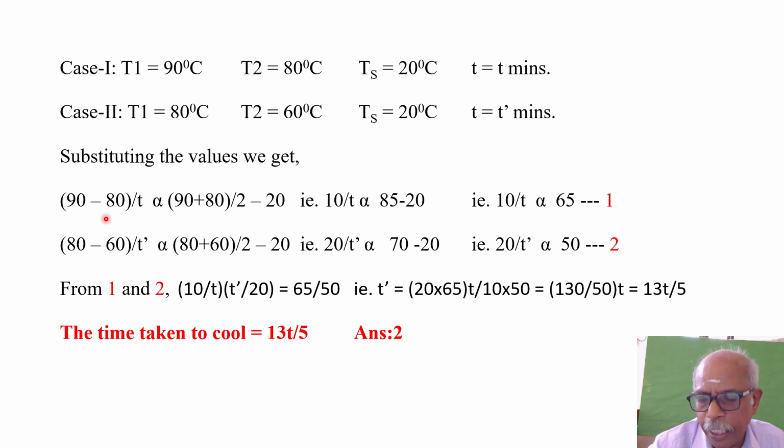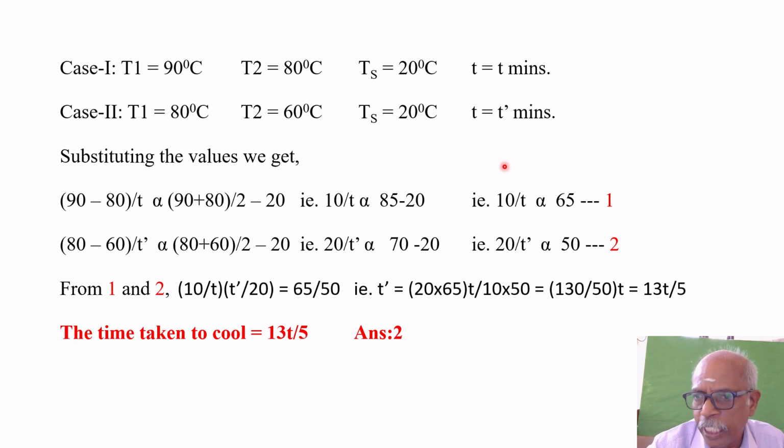So T1 minus T2, that means what? 90 minus 80 divided by t is proportional to T1 plus T2 by 2, 90 plus 80 divided by 2 minus Ts 20 degrees C. Now, what is 90 minus 80? 10 divided by t is proportional to 90 plus 80 by 2, 85 minus 20. That's equal to what? 10 divided by t is proportional to 65. 85 minus 20 is equal to 65. So 10 by t is proportional to 65 is your first relation.